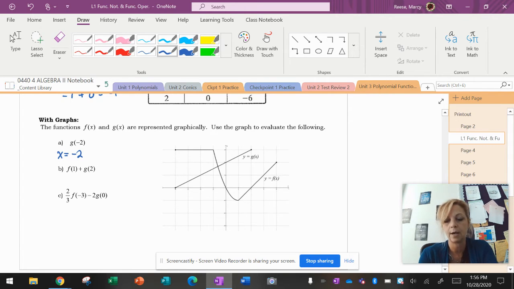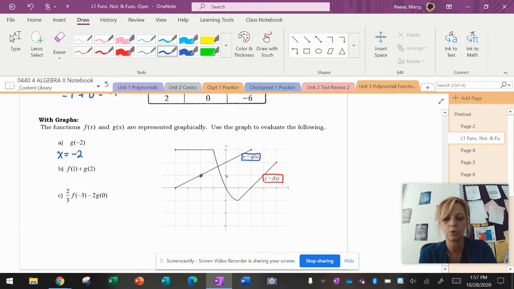So again, I've got two different functions. I've got g of x here, which is a linear, right? And then I've got f of x right here, which is not linear, right? Okay, so let's evaluate. Let's do the g of negative 2. So that means when x is equal to negative 2, I'm going to come to when x is equal to negative 2, and I'm going to go to the g function, which is that straight line.